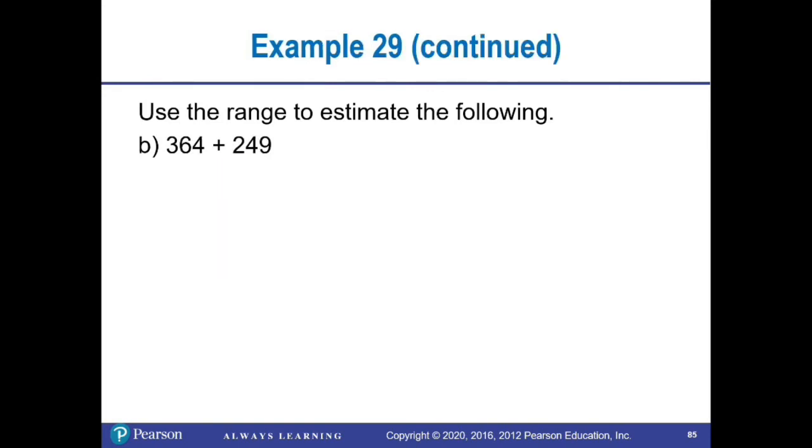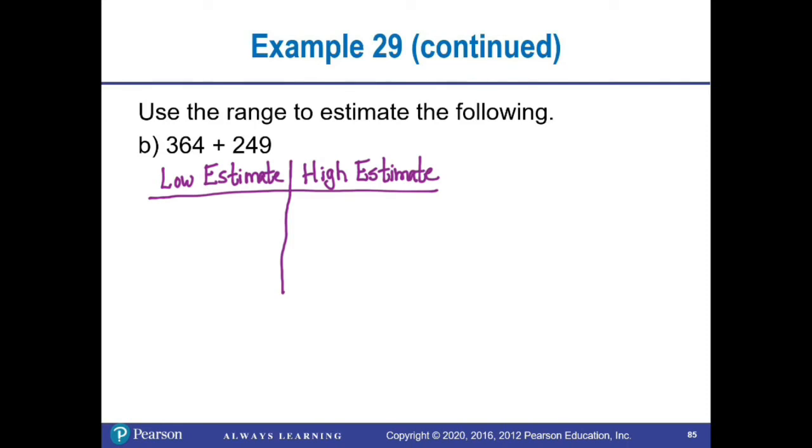Let's look at another example. Make your columns for your low estimate and your high estimate. Remember, for the low estimate, we round down. So 364 rounds down to 300. 249 will round down to 200. 300 plus 200 is 500.